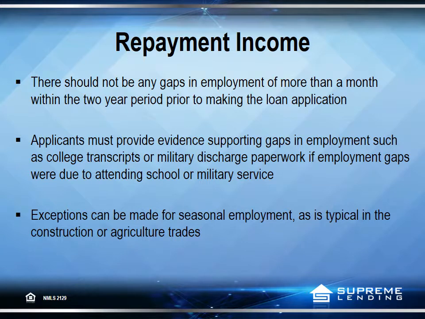Applicants must provide evidence supporting gaps in employment, such as college transcripts or military discharge paperwork, if employment gaps were due to attending school or military service. Exceptions can be made for seasonal employment, as is typical in the construction or agriculture trades.